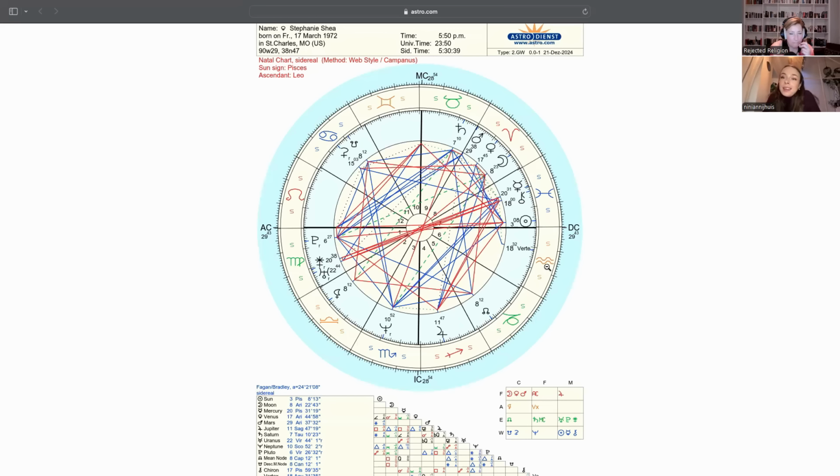It's in Leo by a hair, because it's 29 and a half degrees. No, actually more than that, because it's minutes. You're very close to Virgo, but it is Leo, because your ascendant is technically in Leo.